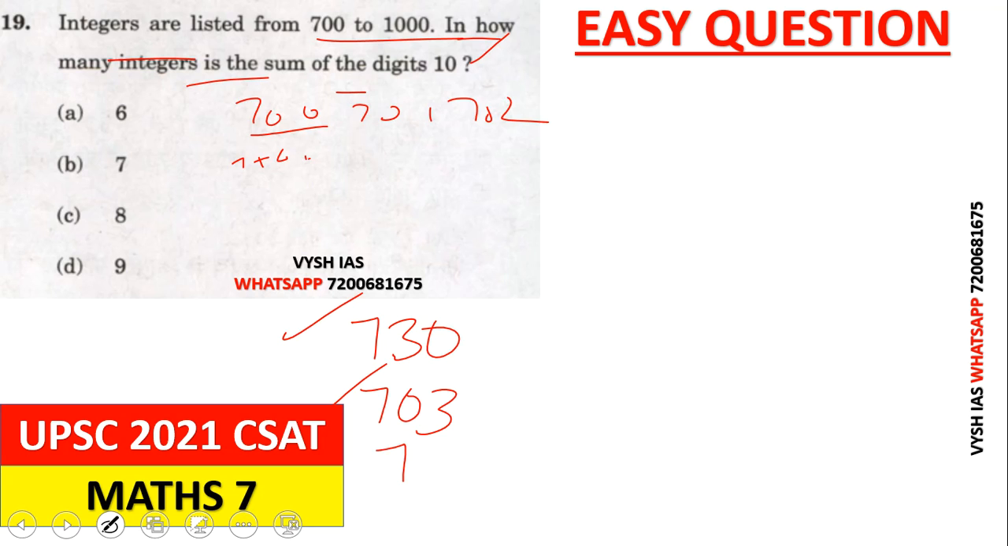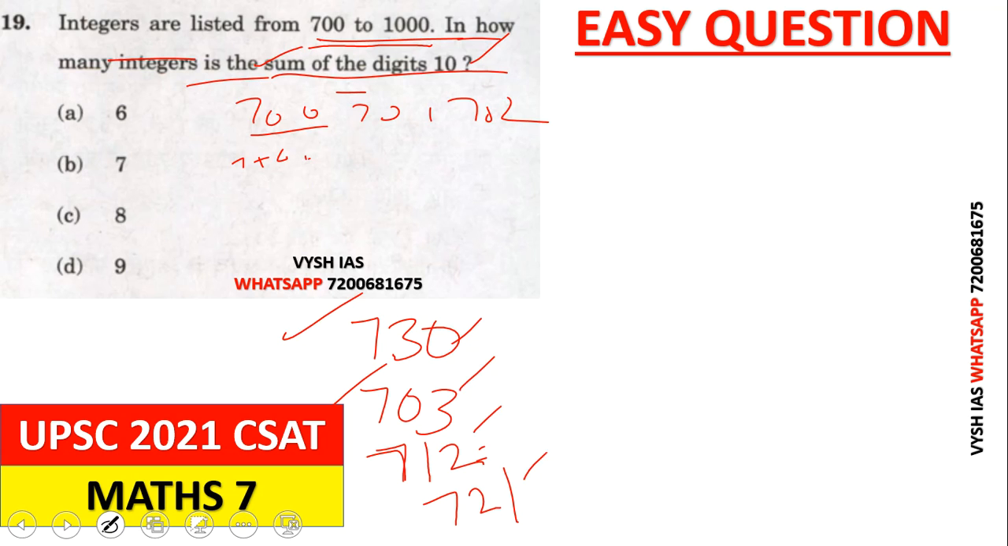Or suppose after 7, because they are asking listed from 700 to 1000, you don't have to consider any number which is less than 700. Okay, everything above 700 only you have to consider. So after 7, now suppose I write 1, then what it should be? It should be 2. Then only 7 plus 1 plus 2 is equal to 10. Okay, that is the condition. Sum of the digits is 10. Then 7, after that I write 2, then it will be 1. Okay, they are asking how many such numbers are possible.